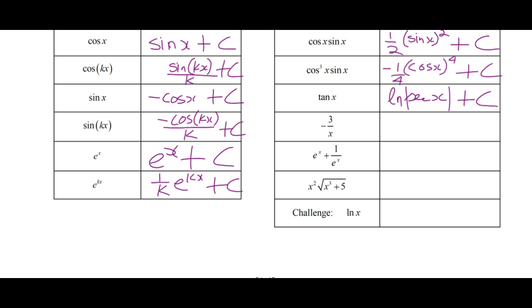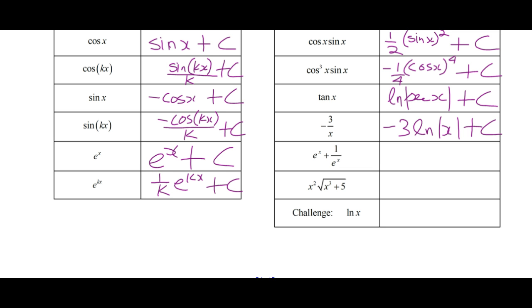Negative 3 over x. I think I know the answer. Negative 3 log of the absolute value of x. So forget the negative 3, right? It's a constant, so just throw a negative 3 down. And then just say, all right, what is this? Negative 3 times 1 over x. All right, what's the antiderivative of 1 over x? It's ln x, right? But when you do ln, you got to do absolute value because lns have to be positive.